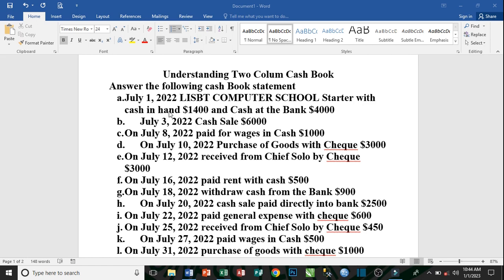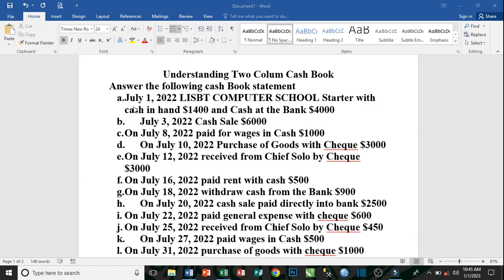The question reads, the first one says July 1st, 2022, Lace Computer School. This Lace Computer School is a computer school that I'm teaching. If you're also interested in coming to the school, we can supply you more information. I just use the abbreviation LISBT to make the video short. It's Liberia Institute of Science and Business Technology Computer School. We are located in Gorway.